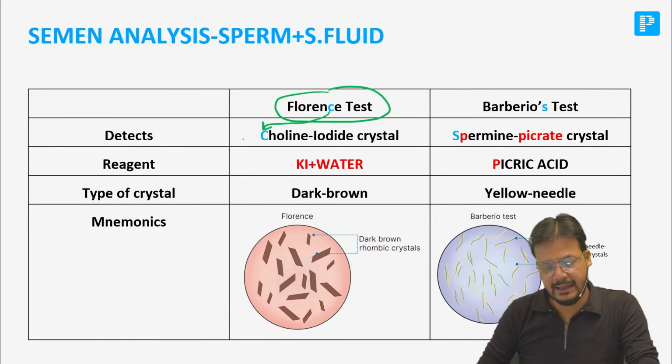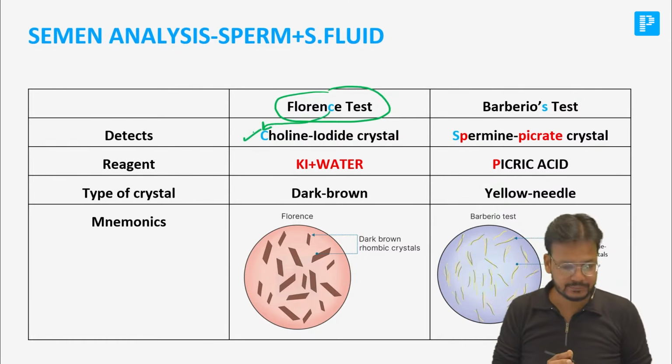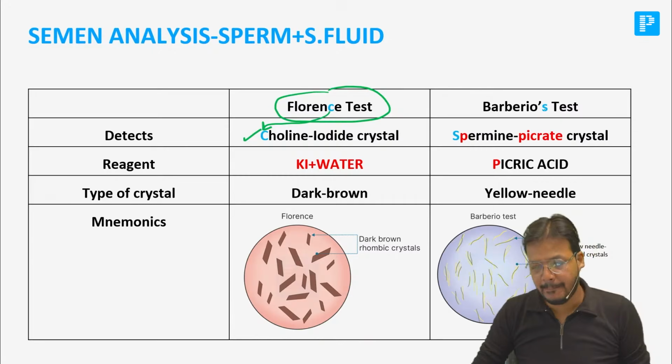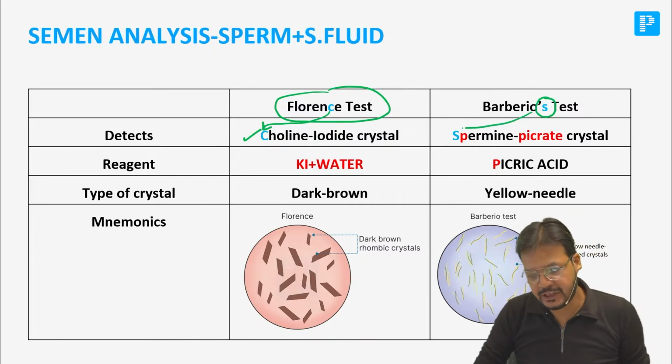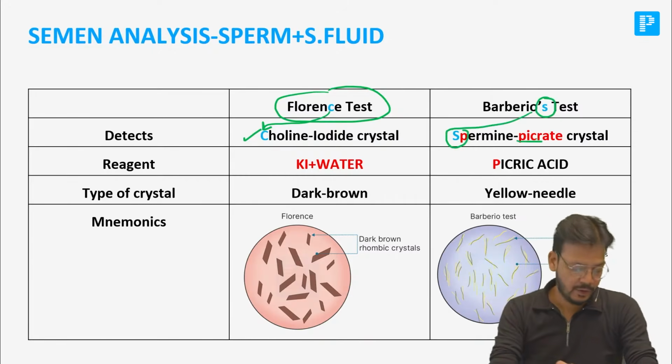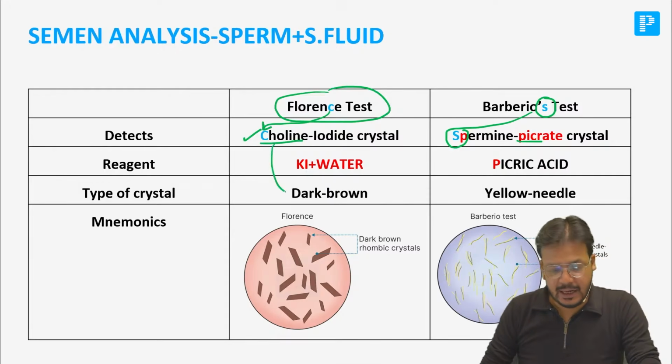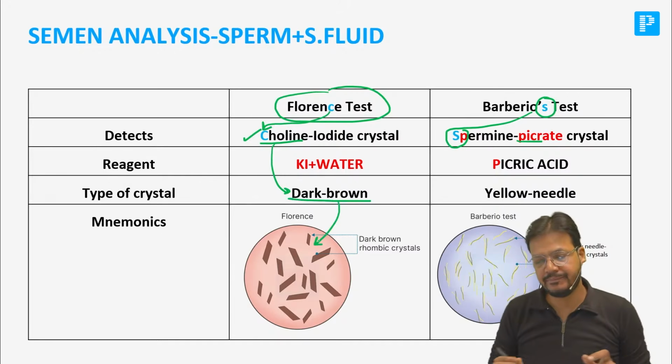Florence has C. It is for choline iodide crystal. Barberio's has S. It is for spermine picrate crystal. Spermine. Choline we can remember by chole. The chole color is brown. That is a dark brown crystal seen in Florence test.